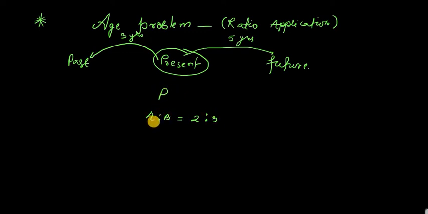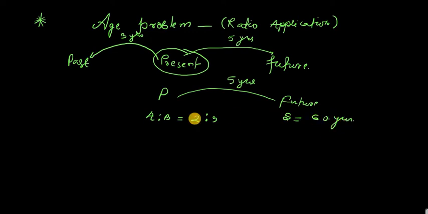The ratio of the present ages of A and B is 2:3, and after 5 years the ratio changes. After 5 years, the sum of the ages of A and B will be 60 years. So what is the present age of A and B?